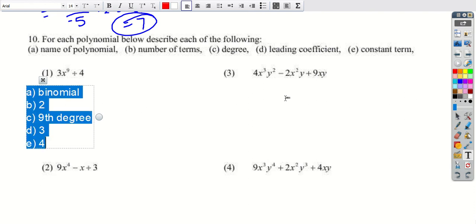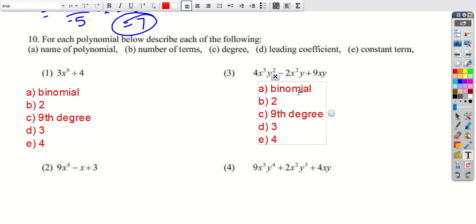All right. We're going to go over to number 3. I'm just going to paste it here, but we're going to type right over it. This has 3 terms, so it is a trinomial. It has two variables with exponents of 3 and 2, so we add them together, and this becomes a fifth degree. The leading coefficient, the number in front of the first term, is a 4, and the constant, there isn't one. Technically, there is. It's a 0, because technically I could put a plus 0 on the end of this.